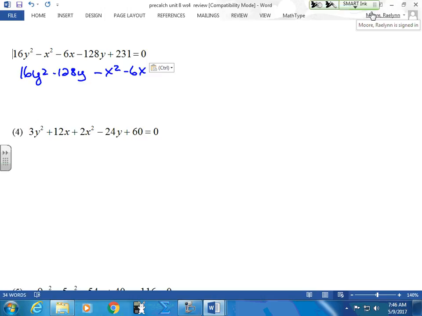So we have a 6x plus something, and we're going to move this guy to the other side. Okay. Remember to factor. So how many times does 16 come out of this? 8.